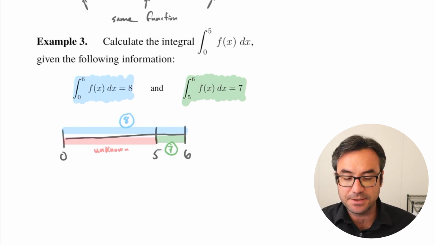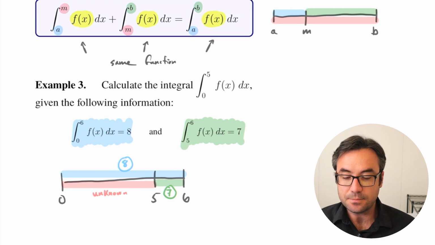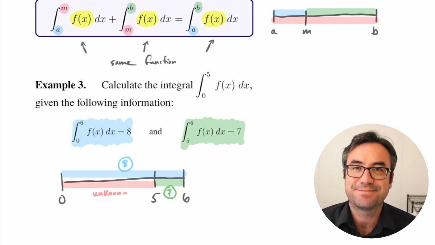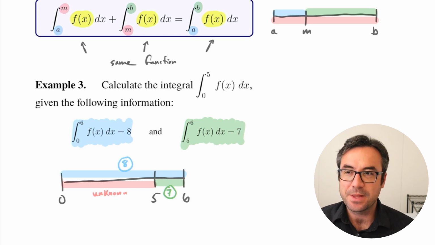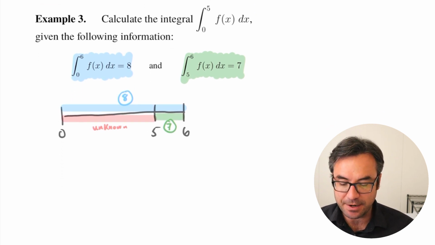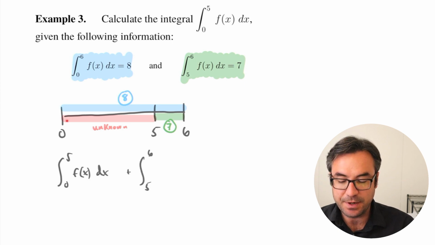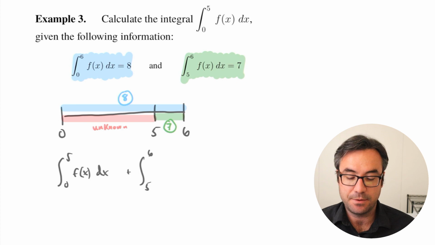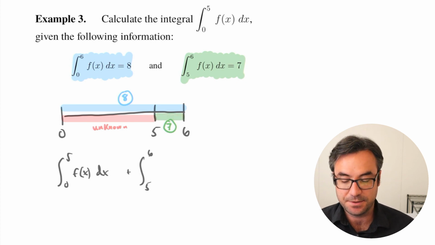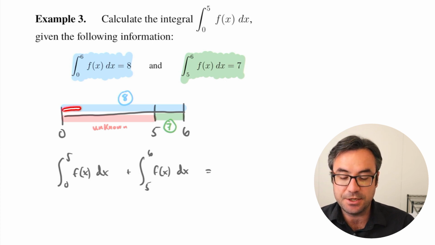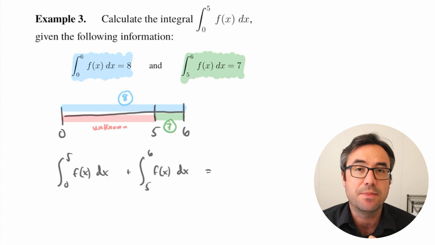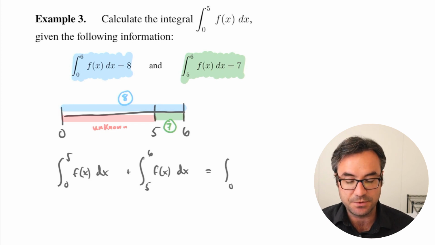So what this property tells us, this nice integral property, is that if we integrate from 0 to 5, and then we integrate from 5 to 6. So if we integrate from 0 to 5 we stop, and then we keep going. We integrate from 5 to 6. Well, what we should end up with then is just the entire integral going all the way without stopping in the middle. So we should end up with the integral from 0 to 6 of our function.